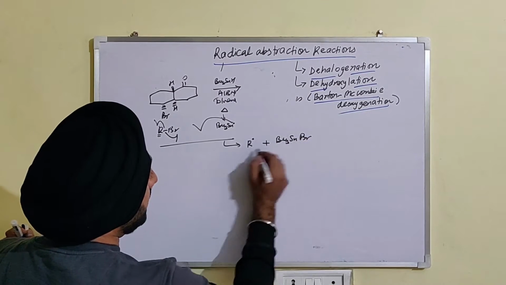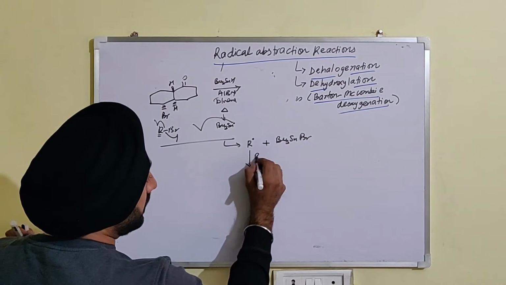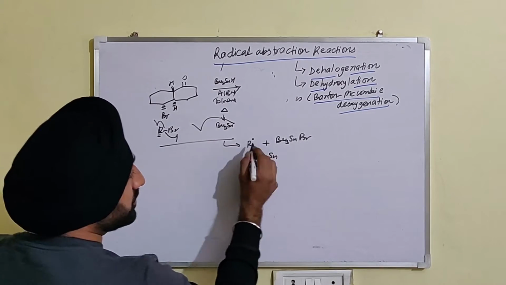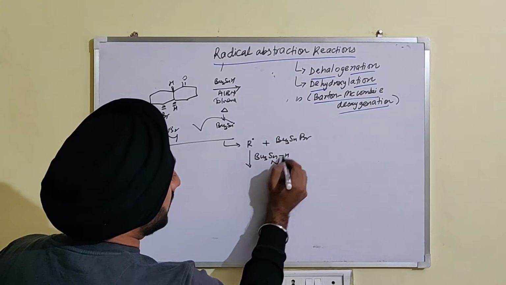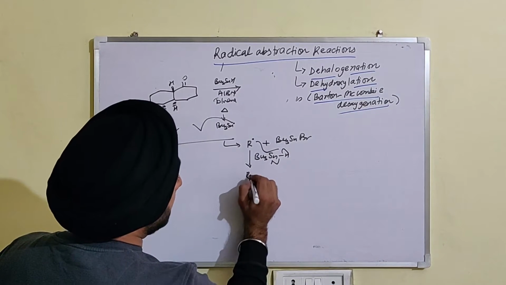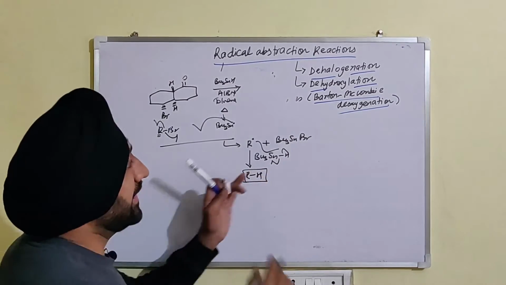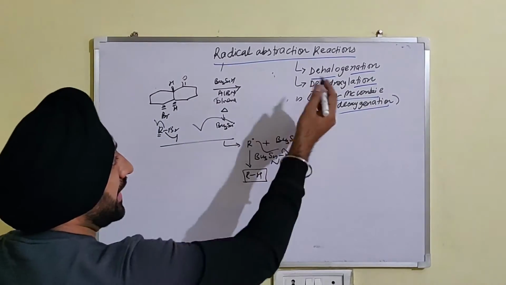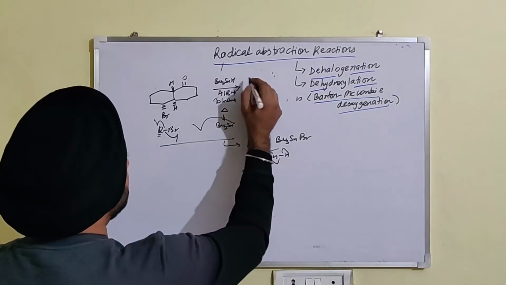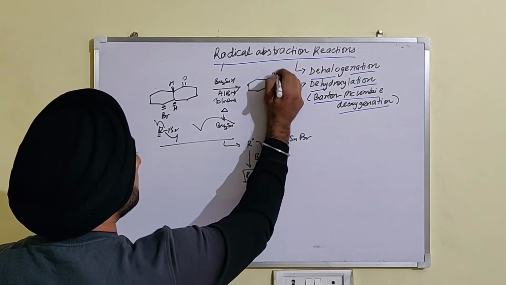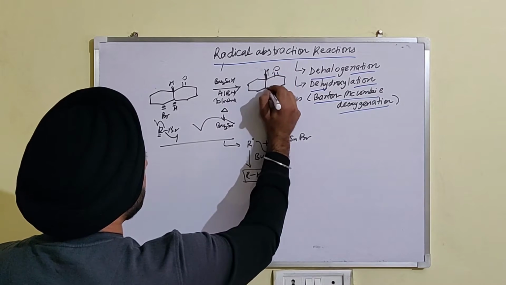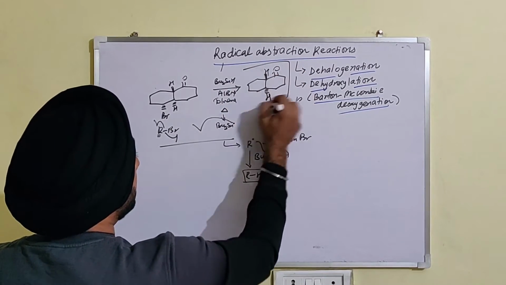And once this radical is formed, it is more like an alkyl radical. So it abstracts the hydrogen from this tributyl tin hydride. As a result, we end up getting the dehalogenated product. So the product of the reaction is going to be this.